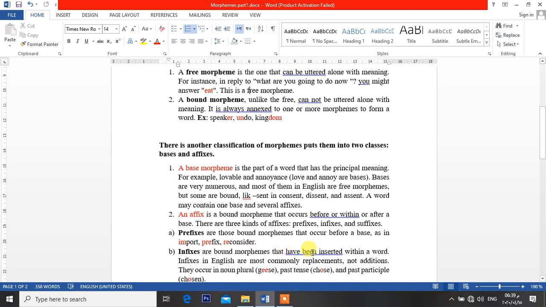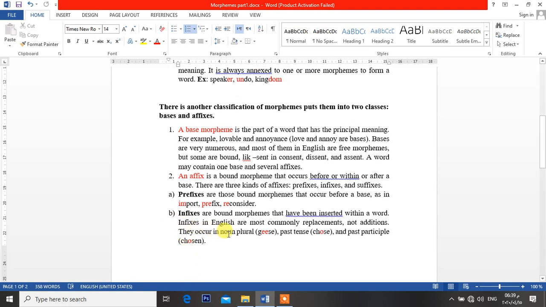The second one, infixes. Infixes are bound morphemes that have been inserted within a word, in the middle of a word. Not before or after, but within. Infixes in English are most commonly replacements, not additions. They occur in three positions. They occur in noun plurals, for example goose, geese. The goose is a kind of duck. The plural is geese. Here the double E is an infix. It comes in the middle of a word.